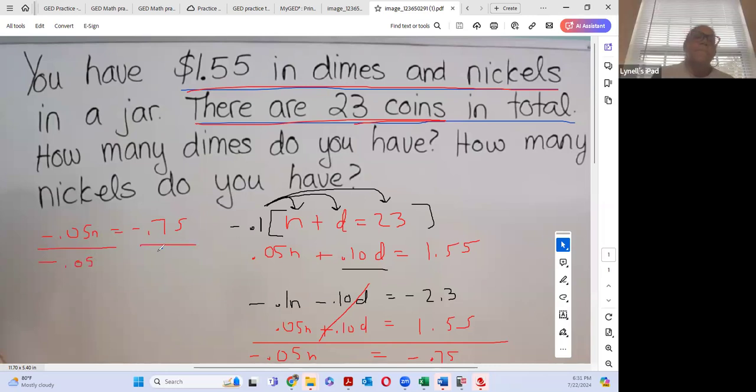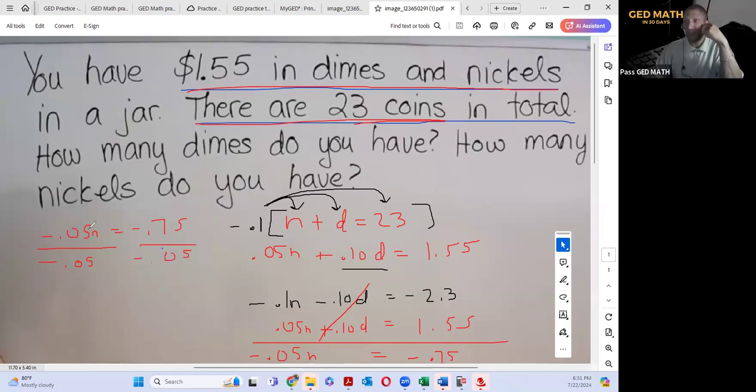In order to get n by itself, we need to divide by negative 0.05. Whatever we do on one side, we do on the other. Okay? The negative 0.05s cancel. We get n equal negative 0.75 divided by negative 0.05. Oh my God, Mr. Tenzi, I hate decimals.